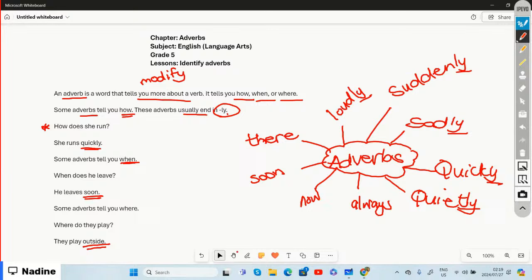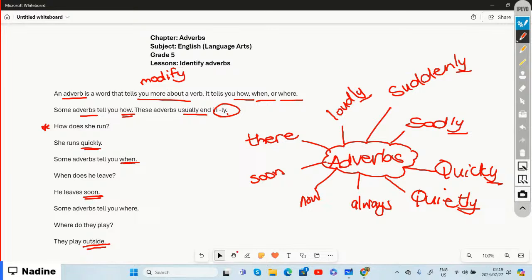Like secretly. I secretly planned a surprise party for my friend. I quickly completed my test. I slowly walked to school, right? I carefully picked up or carried the eggs. So those are but a few examples of adverbs, right?